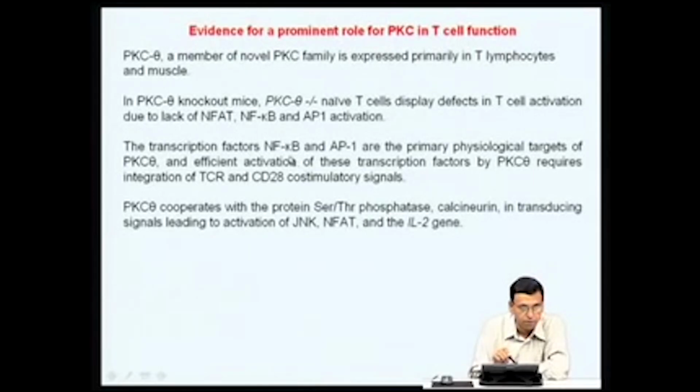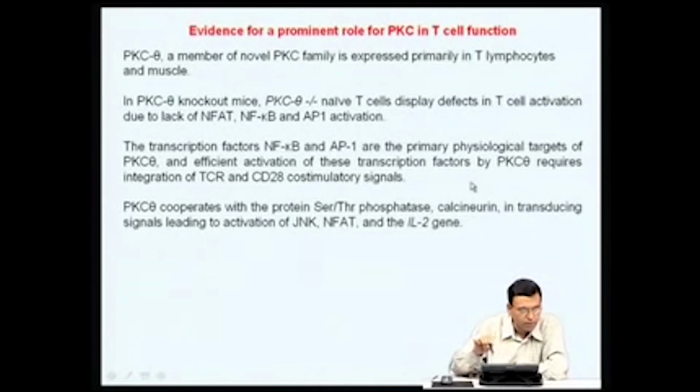I have already mentioned in the previous cartoons how NF-kappa B is activated by the PKC pathway. NF-kappa B is activated primarily by the phosphorylation of I-kappa B by the MAP kinase pathway involving protein kinase C, and when I-kappa B is phosphorylated and degraded by ubiquitin, NF-kappa B now goes into the nucleus and binds to the NF-kappa B response elements of the IL-2 gene. Similarly, AP1 is a direct target of protein kinase C, or it can also be activated through the MAP kinase cascade. So, NF-kappa B and AP1 are direct targets for protein kinase C, and efficient activation of these transcription factors by PKC theta is required for the integration of T cell receptor and CD28 co-stimulatory signals.